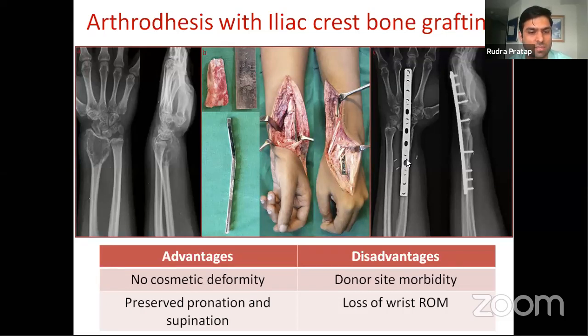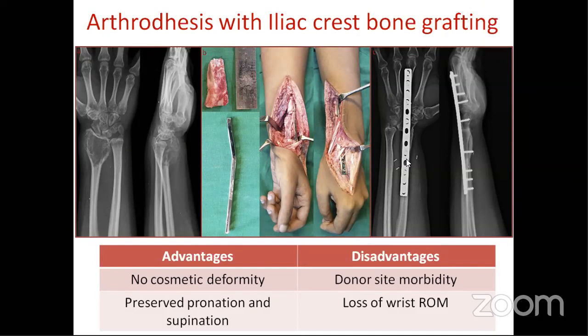The advantage of this technique is that it leaves no cosmetic deformity as both bones are present in the forearm, and it preserves pronation and supination. But the disadvantage is that it has donor site morbidity, and by doing this, we lose wrist range of motion.